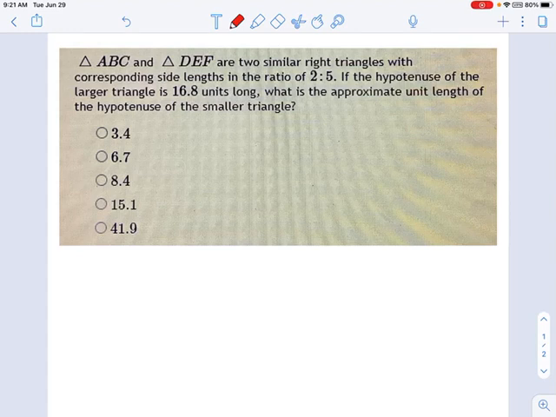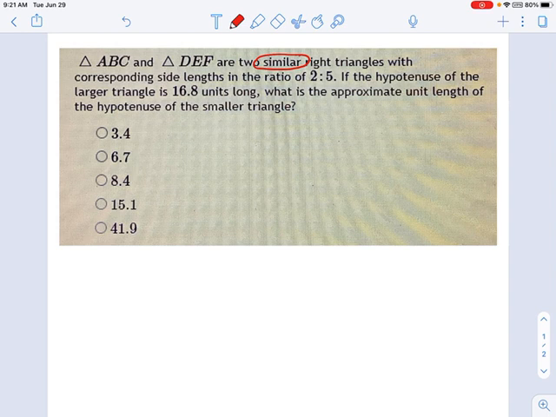So we are told that we have two triangles here, ABC and DEF. And we're also told that they are similar right triangles. That's important. So they have a right angle in them, for one thing. But even more important than that is this word similar. And if you remember what the word similar means, that's the key to this problem.